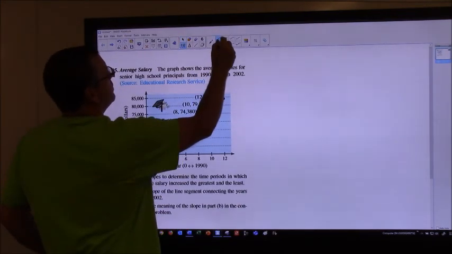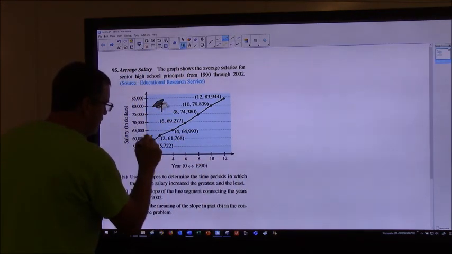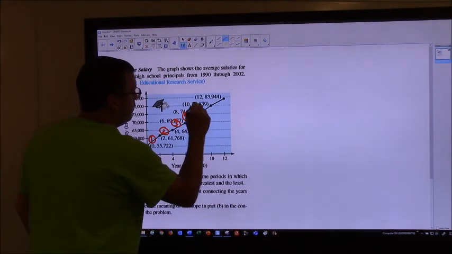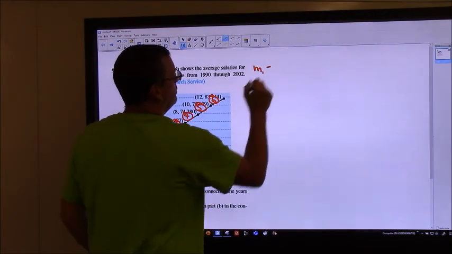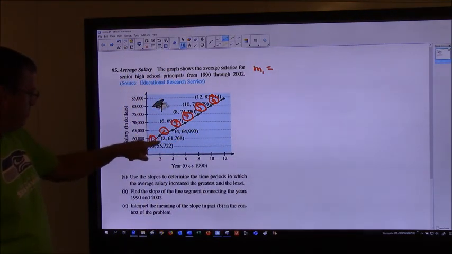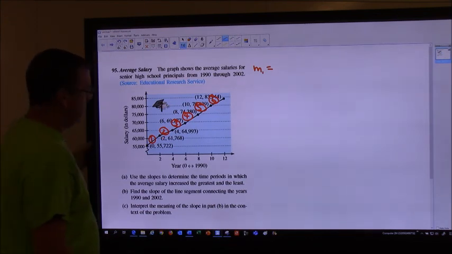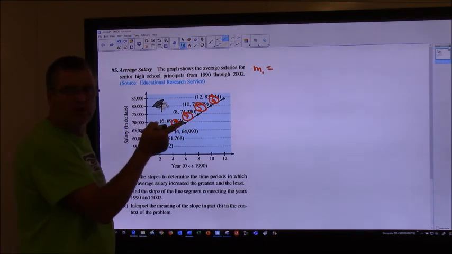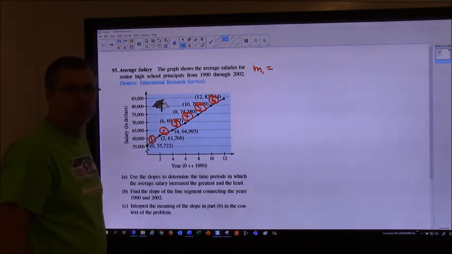So if I did that, I'm just going to label these first, second, third, fourth, fifth, and sixth. And so for slope 1, I'll take these 2 points right here and do y2 minus y1 over x2 minus x1. And then I'll do the same thing with the next 2 points and the next 2 and the next 2. So I'm going to go ahead and shut the camera off while I do this so that you guys don't have to sit here and watch me calculate a whole bunch of slopes.